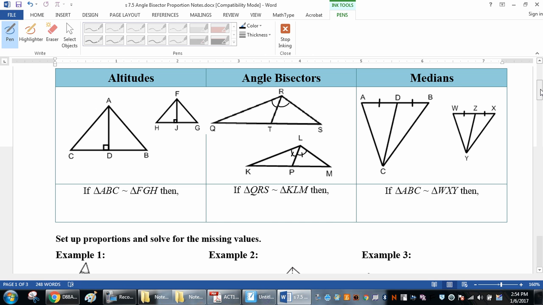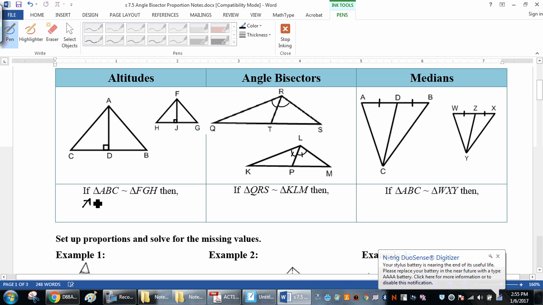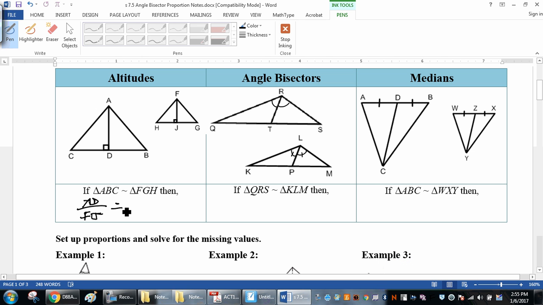Okay, so in our first part, if triangle ABC is similar to FGH, then we can set a proportion like this. With our altitudes, we'll start with something like our altitude AD over altitude of the small triangle, FJ. And we can use any two sides for a proportion. Now I started with triangle ABC, so I need a side from ABC, so it could be AC over corresponding side FH. Okay, same idea.